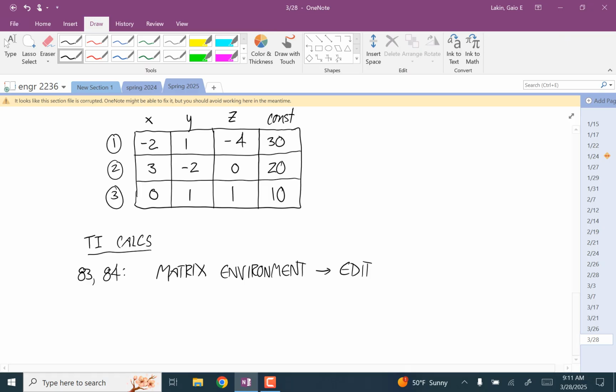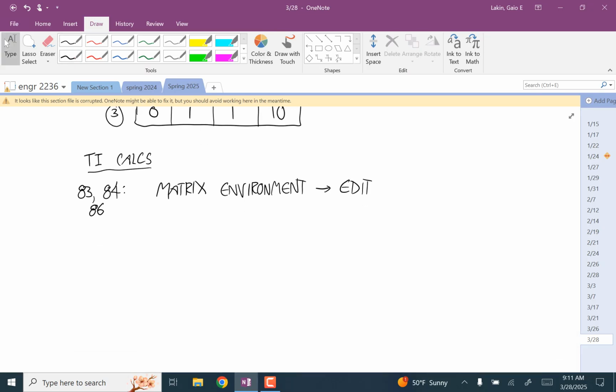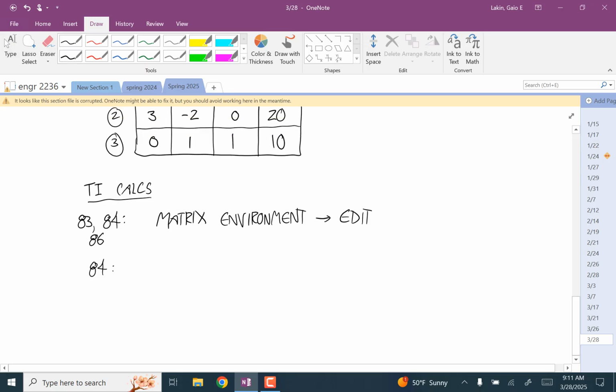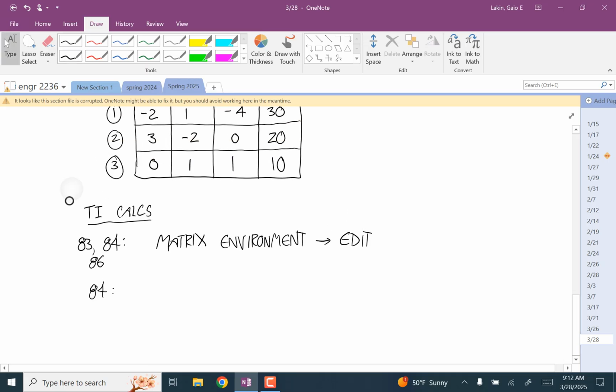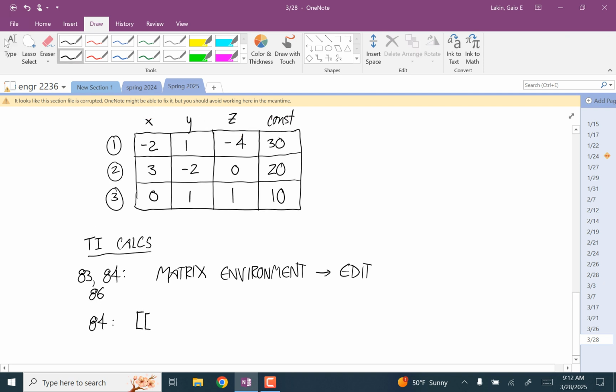I think maybe that's true for an 86 too. I think for an 84, you can also use a notation like this, where you use a square bracket to denote a matrix, and then another square bracket to denote the rows, and then commas separate the values in the rows.